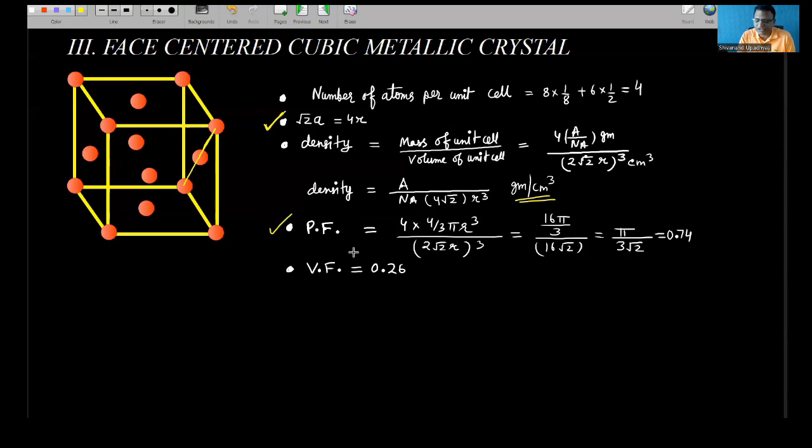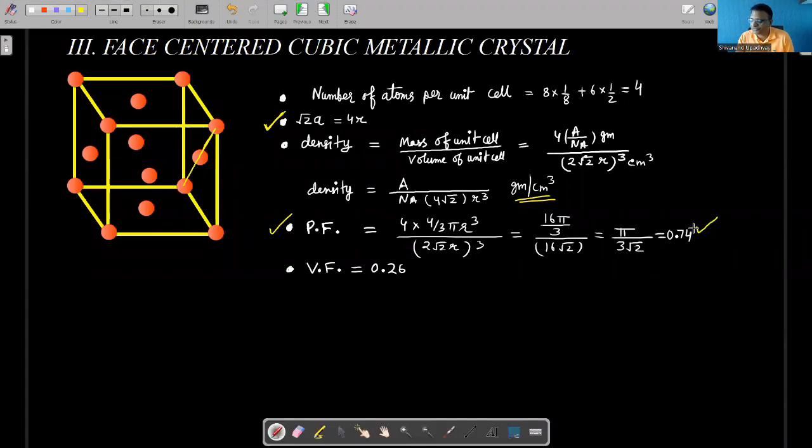Packing fraction, again, we know that it is volume of atoms upon volume of unit cell. There are 4 atoms, so 4 into 4 by 3 pi r cube upon volume of unit cell. So on simplification, packing fraction is 0.74, percentage is 74%. So it is the highest packed metallic crystal. 74% of the space is occupied, 26% is vacant, void fraction is 0.26.